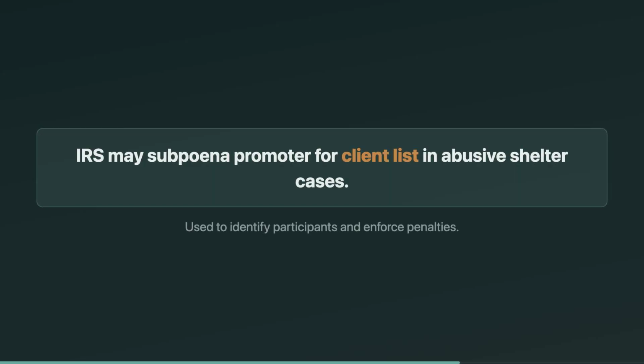The IRS also targets promoters. Abusive shelters and trust schemes often try to hide who owns assets or earns income. When the IRS identifies a promoter, it can use legal tools, like a judicial subpoena, to demand a client list. The enforcement concept matters for ethics questions. Promoters aren't just selling planning, they can be pulled into investigations, and their client base becomes discoverable.